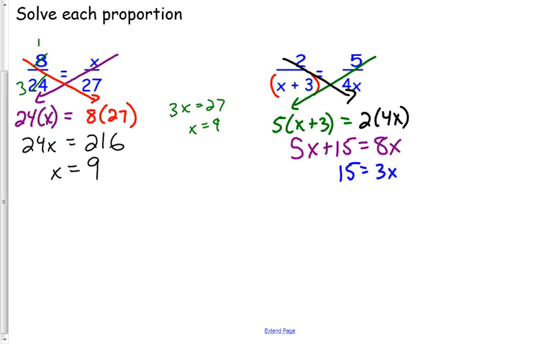So again, I'm going to subtract the 5x from both sides. Now I'm going to divide by 3 and get that 5 equals x. So the biggest thing about this one, be careful of signs. Remember, negative times negative is positive. Negative times positive is a negative. Watch your signs.